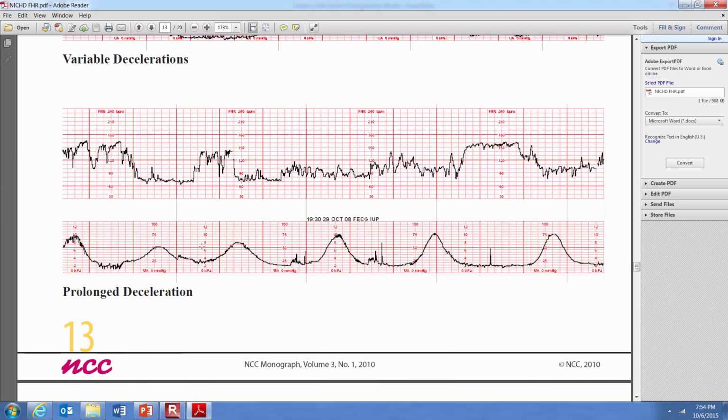Now, just like we had prolonged accelerations, we can have prolonged decelerations. They last for greater than 2 minutes, but they don't last longer than 10. Because if they lasted longer than 10, what would they be? They would be a baseline change. Now, we're going to treat these.